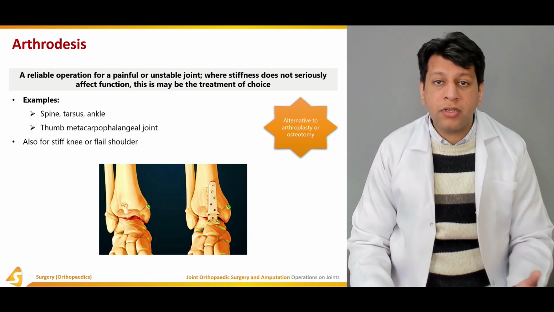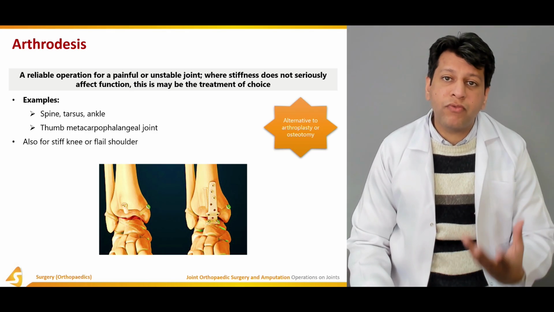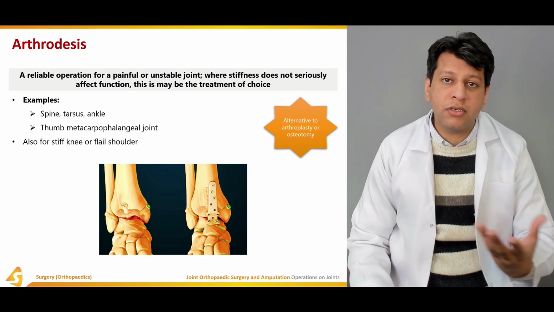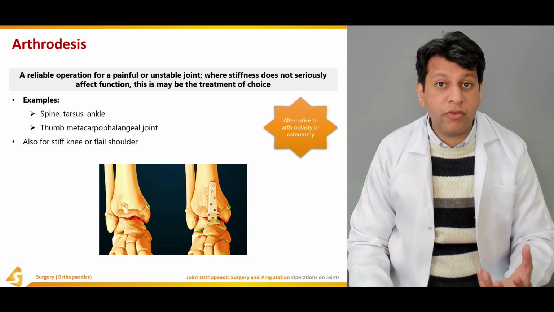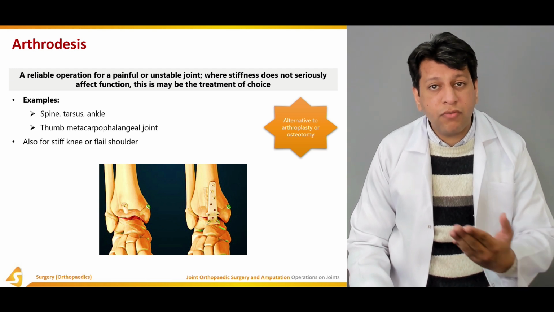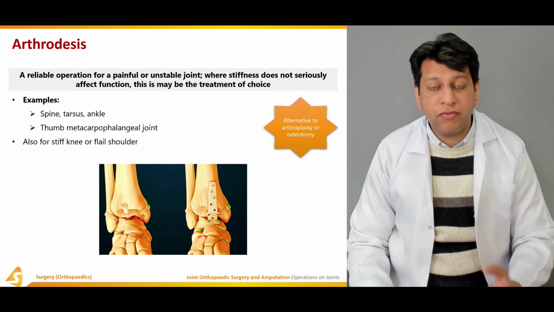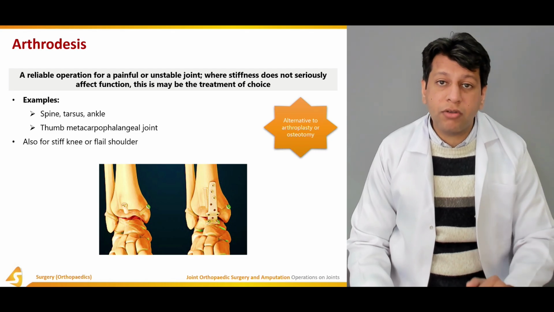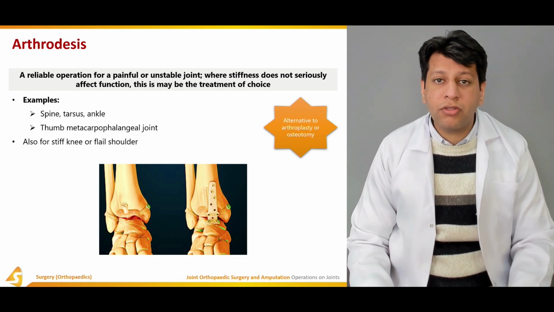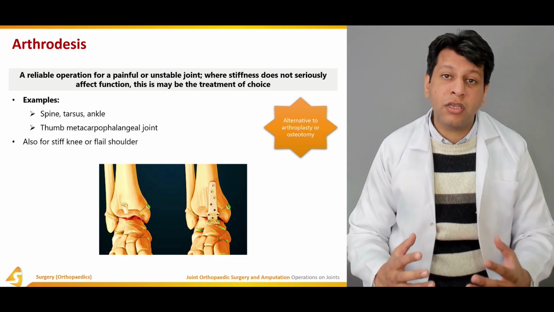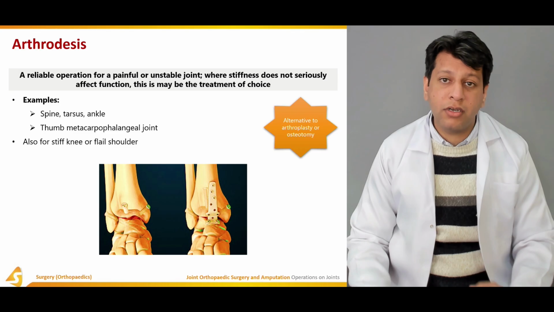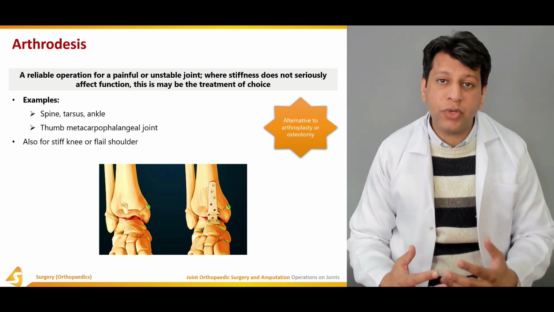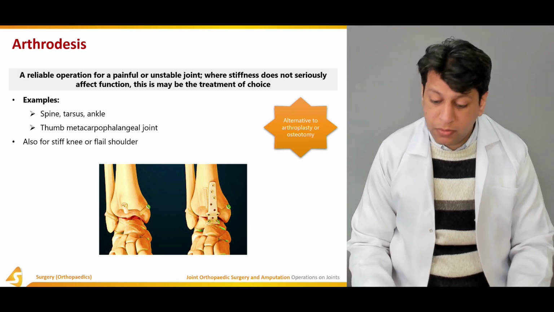Or for example, if there is a problem of AVN hip and the patient is around, let's say, 20 years old and he is a laborer and hard worker, then instead of going for arthroplasty, which is going to fail in 5 to 10 years, it's better to go for arthrodesis of the hip joint. At least you're going to give that patient a painless, stable joint rather than giving a mobile joint, but it's still going to be painful.